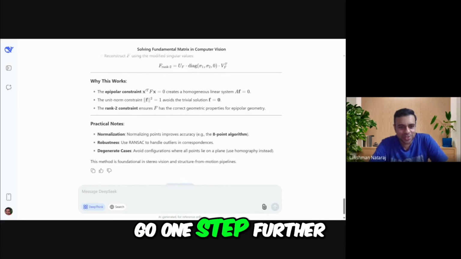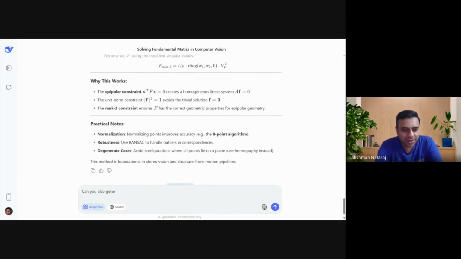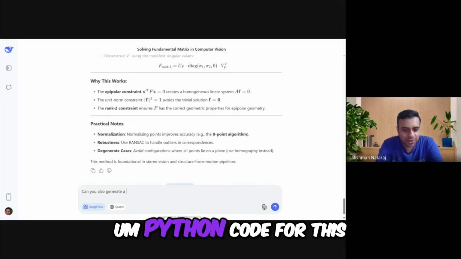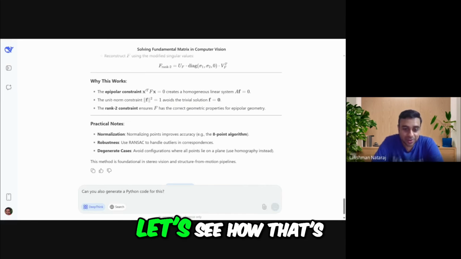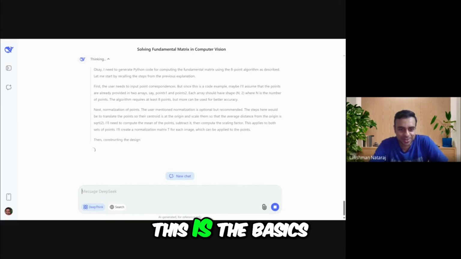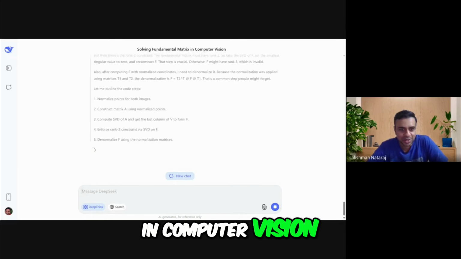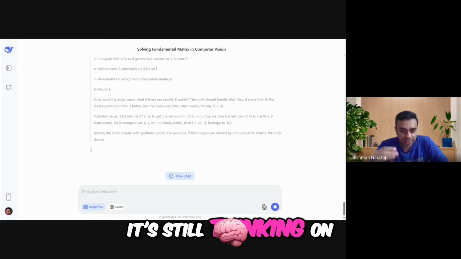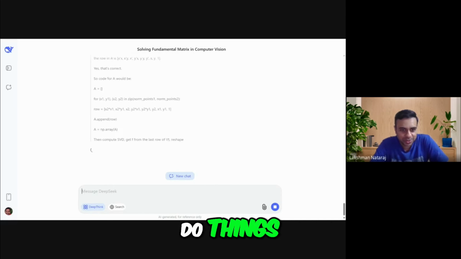So I want to go one step further. Can you also generate Python code for this? Let's see how that's going to happen. This is amazing. Stereo vision, structure from motion. This is one of the basic things that happens in computer vision. So it's still thinking about how it wants to do things. That's pretty nice.